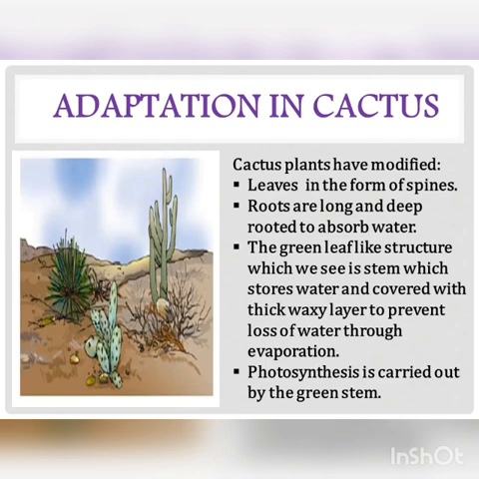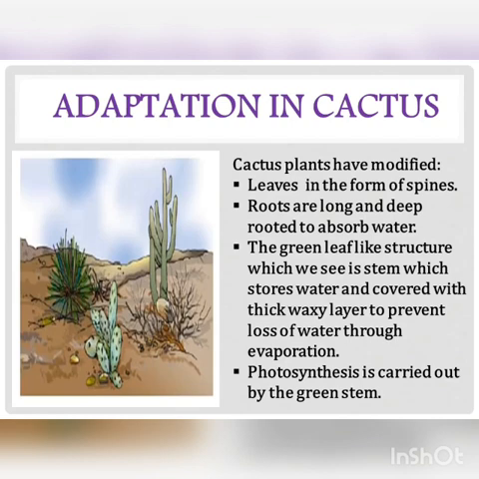Next is adaptations in desert plants. In the hot desert habitat, water is not available to plants in sufficient quantity round the year due to very less rainfall. Some of the adaptations which help desert plants like cactus are: cactus is the most common plant found in deserts. Cactus plants have modified their leaves in the form of spines to reduce the loss of water through transpiration.